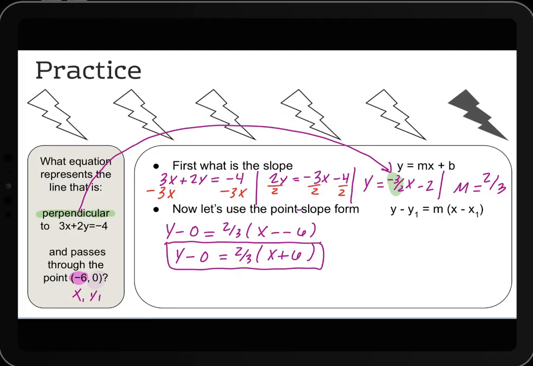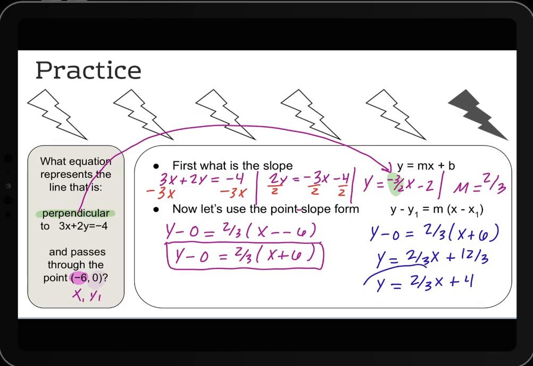And then of course we can take that and rewrite it in slope-intercept form. So I have y is equal to 2/3 x plus 12/3. Y minus 0 was just y. And then that's 2/3 x plus 4. And so that's going to be my slope-intercept form right there, as I mentioned before. Again, you can refer to this example as well for your exit ticket.